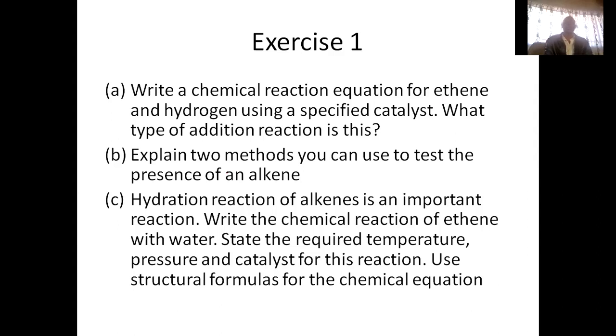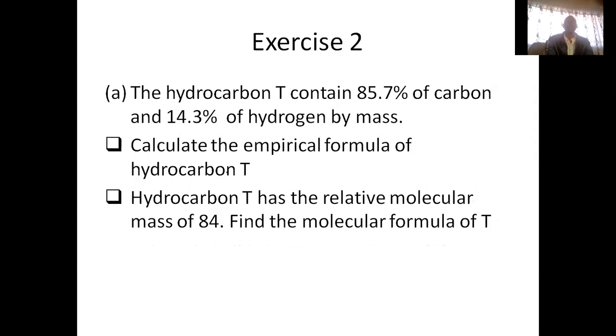This is exercise number 1. Exercise number 2, the hydrocarbon T contains 85.7% of carbon and 14.3% of hydrogen by mass. Calculate the empirical formula of hydrocarbon T. Hydrocarbon T has a relative molecular mass of 84. Find the molecular formula of T. So you have to attempt these 2 exercises.